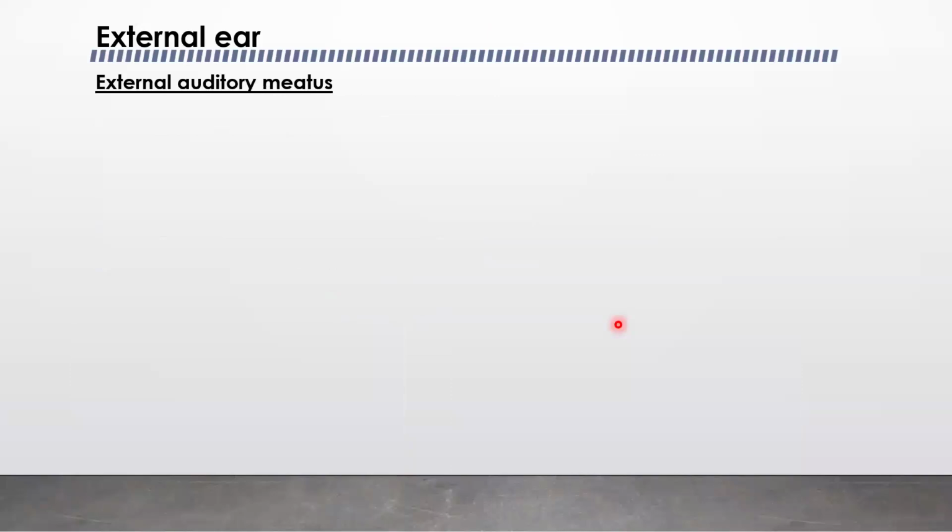For the external ear, that's one of the simplest things for us to form. So you have the external auditory meatus. This external auditory meatus comes from the first pharyngeal cleft, that is the ectoderm. So the middle ear comes from the endoderm. The outer ear comes from the ectoderm.